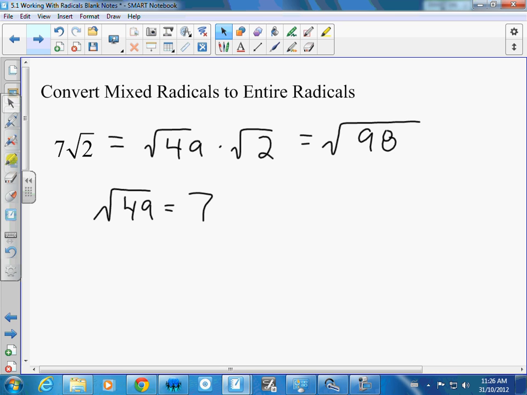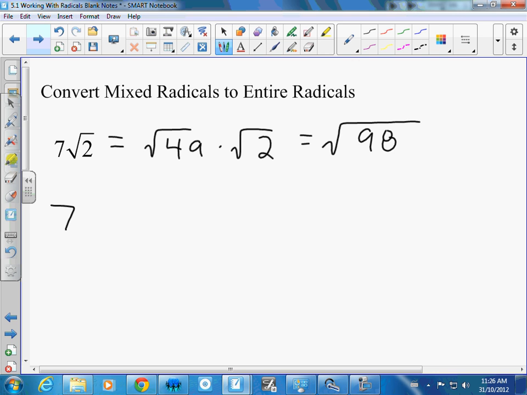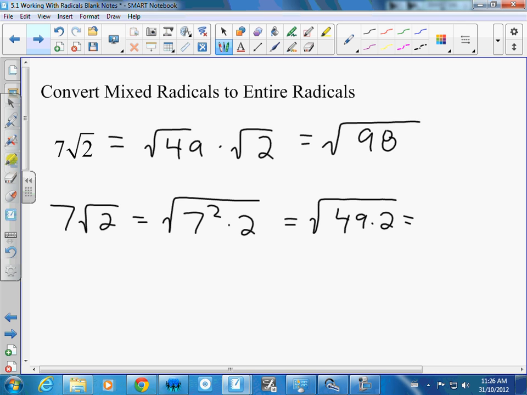So you want to do it which way? Okay, so you want to do it this way. So you want to say 7 root of 2, and you want to say, okay, root of 7 squared times 2. You want to do it that way? Okay. What's the square of 7? So 49 times 2, and what do you get? Square root of 98? Can you do it that way? Yeah. Are both ways correct?